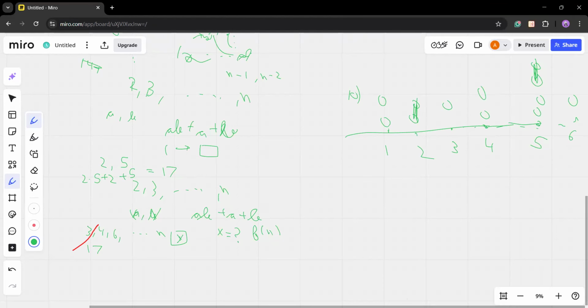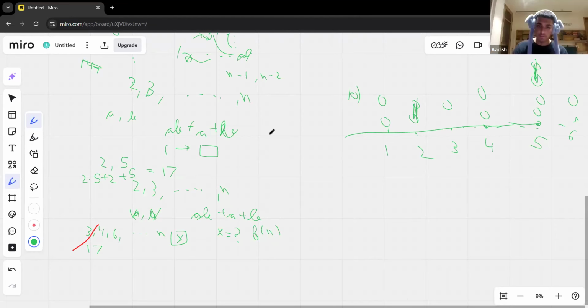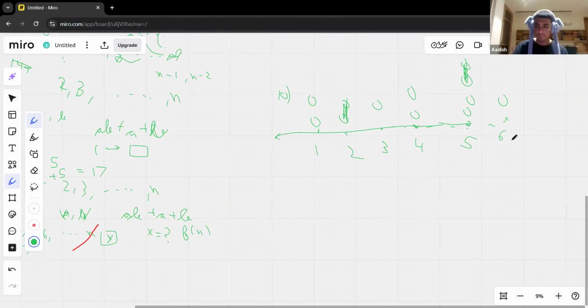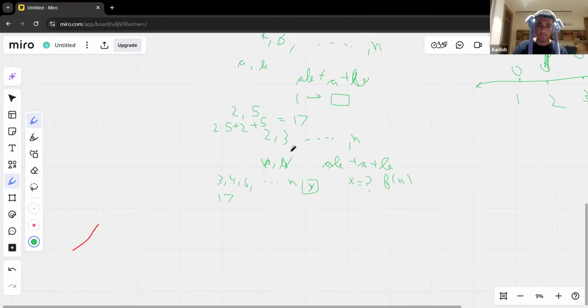The number line extends on both sides, right? The number line extends on both sides. By the way, does anyone have any ideas for the previous question?